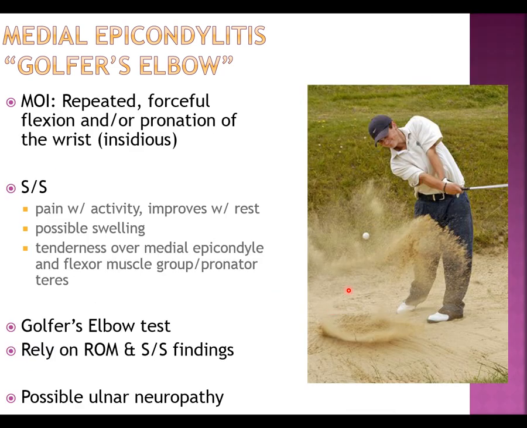So the mechanism of injury is repeated forceful flexion with pronation of the wrist. This is, again, insidious onset. It's chronic. It's just going to develop due to overuse. But if you do that repeated and forceful flexion and pronation, you can end up irritating this area. This is common in golfers. I'm not 100% sure on how you're actually supposed to swing a golf club, but apparently they're susceptible to it because they do that flexion pronation motion.